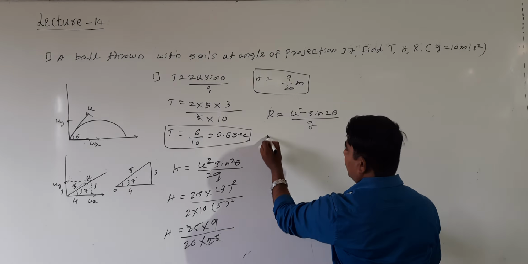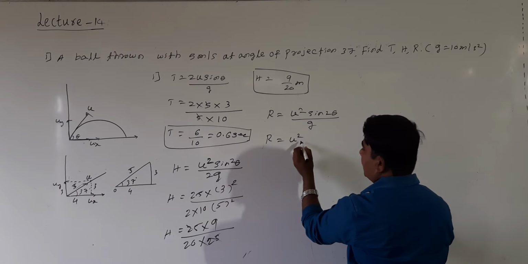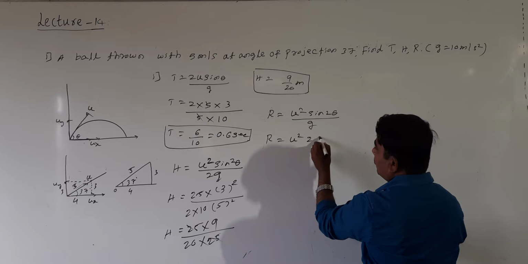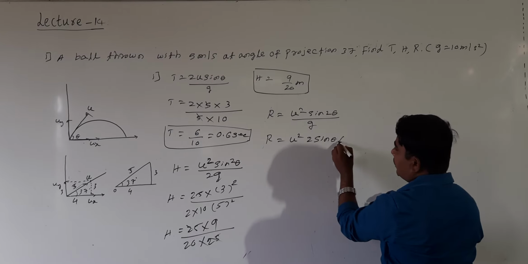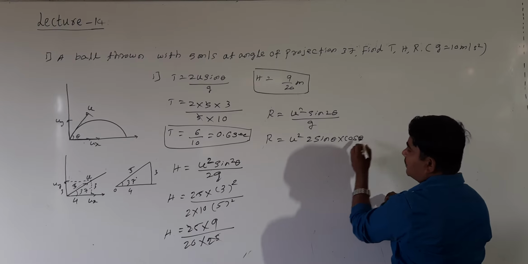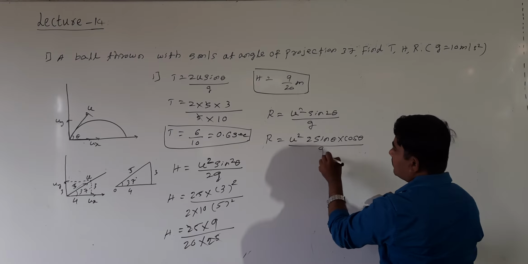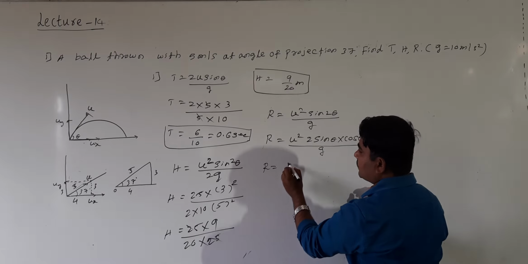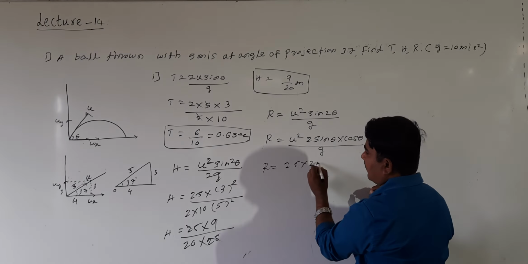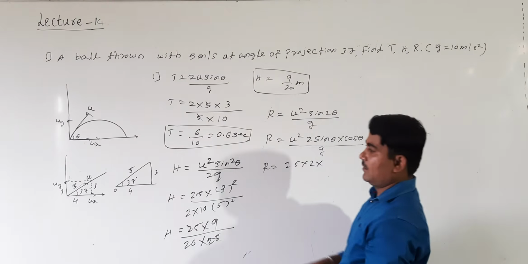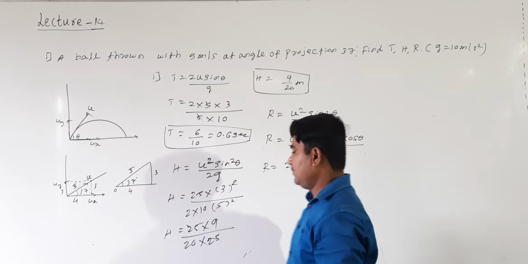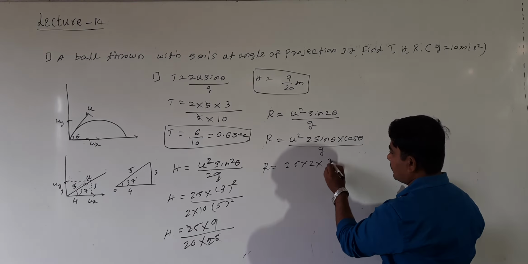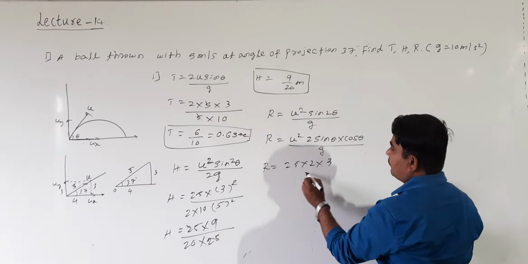Look at it. R equal to U square, keep it the same, sin 2 theta, 2 sin theta into cos theta, whole divided by g. Right? In R, U can be replaced by 5, U square 25, keep it the same. 2 sin theta in this one is 3 by 5. 3 divided by 5.